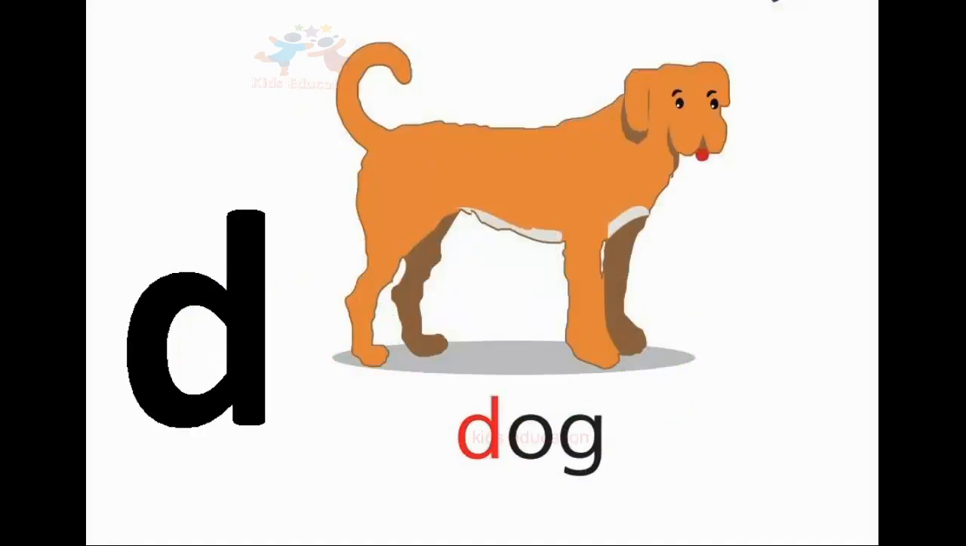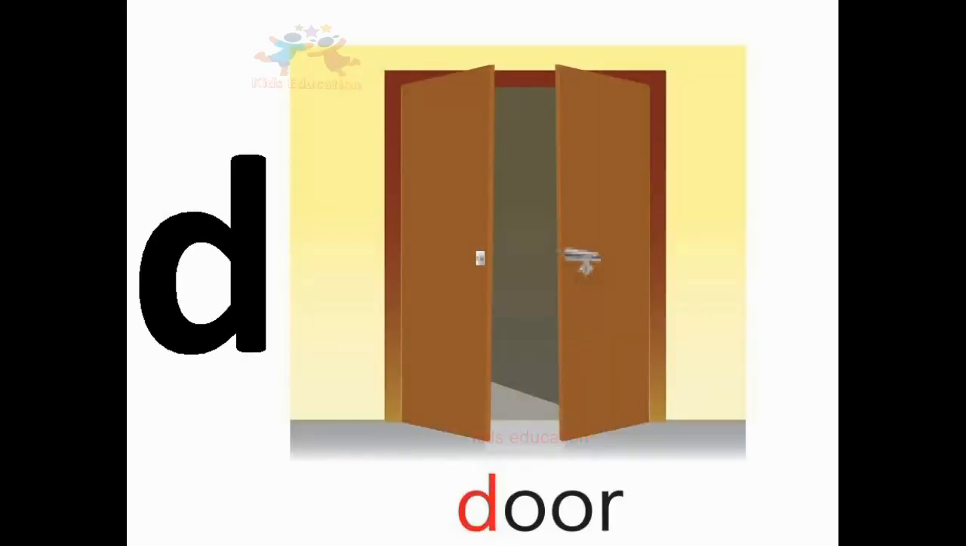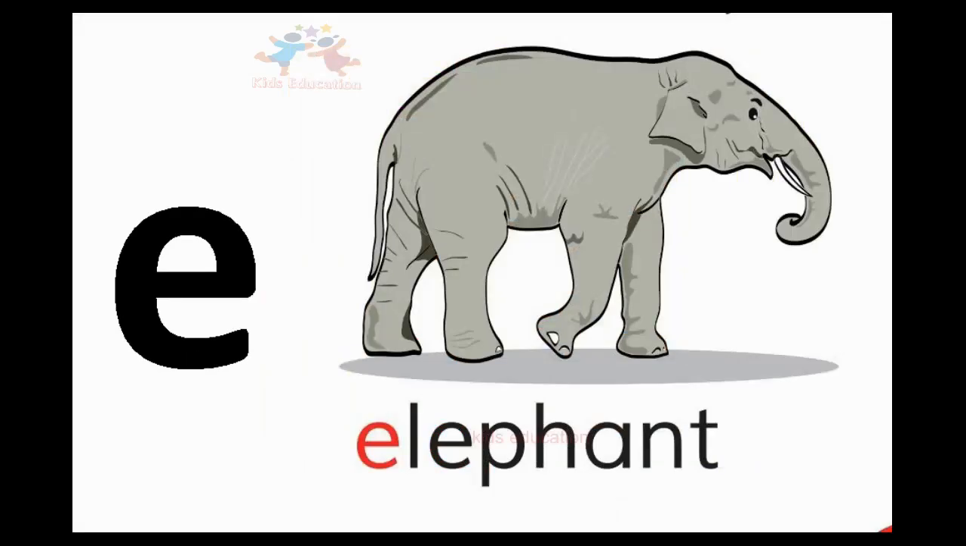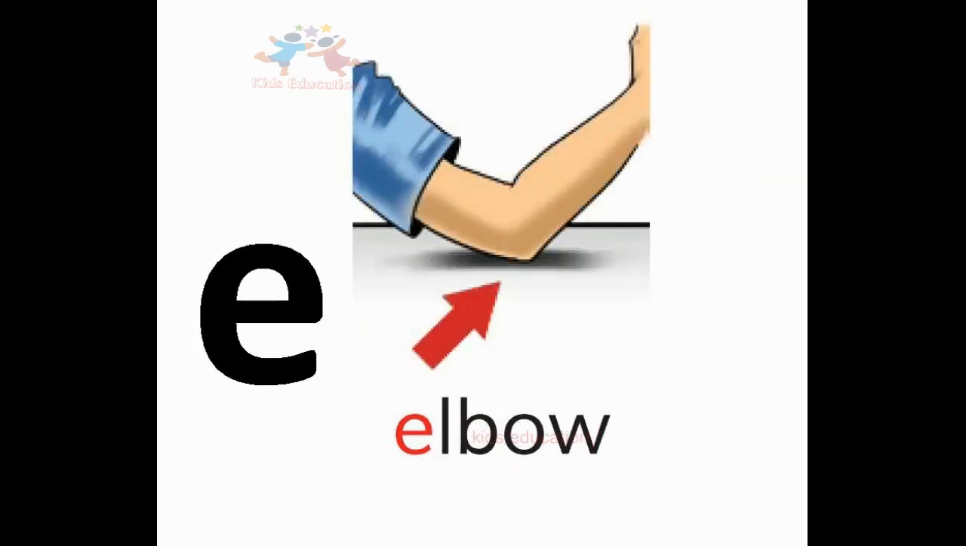D for dog, dog meaning kutta. D for door, door meaning darwaza. E for elephant, elephant meaning hathi. E for elbow, elbow meaning kohni.